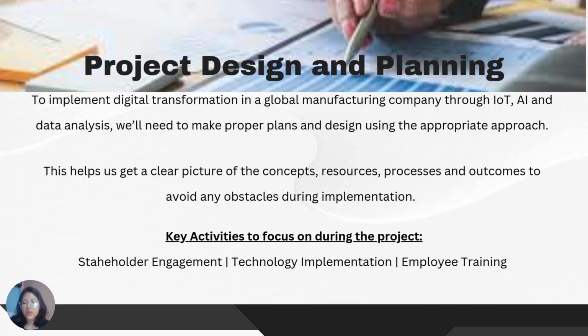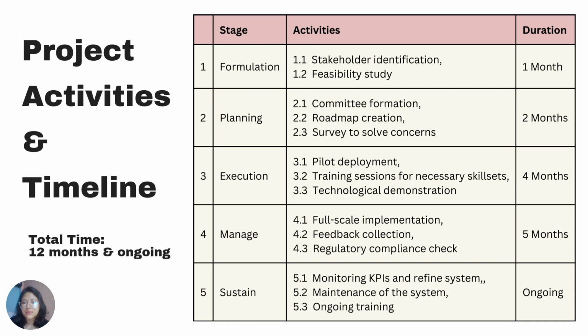The key activities in our case are stakeholder engagement, technology implementation, and employee training. The project of digitalization is divided into five phases: formulation, planning, execution, management, and sustainment. The activities for the project are divided into these five phases to better execute the change. And the estimated duration to complete the change is 12 months, and it takes ongoing effort to sustain the change.